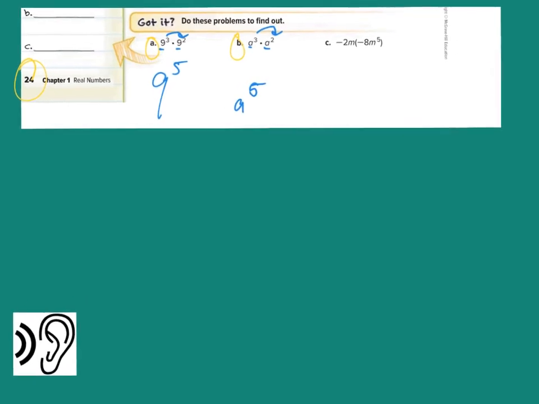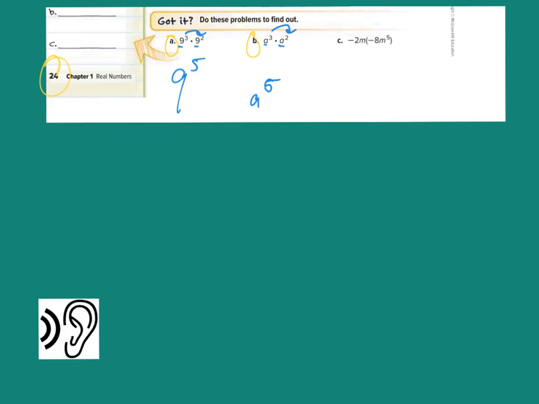And then lastly, in C, we're seeing a different connection of things. So you can just keep listening. Otherwise, if you want to put this example in your notes, that's great too. But I'm just going to write it a little bit larger. That's a terrible color for this background. We have -2 times m being multiplied by -8, which is being multiplied by m to the fifth.